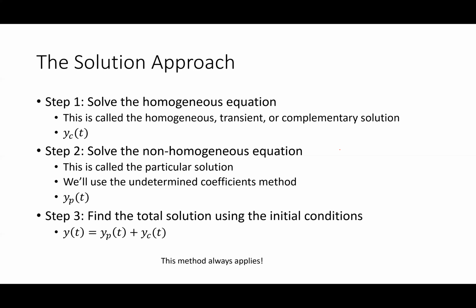So I started at the very end talking about second order the other day. If I have second order systems, how many initial conditions do I need?